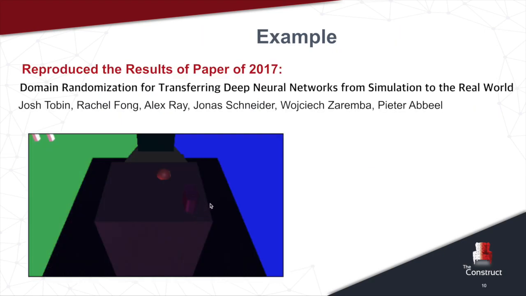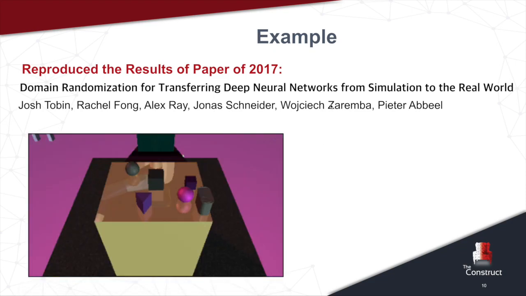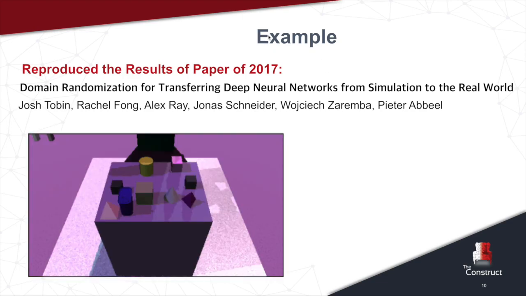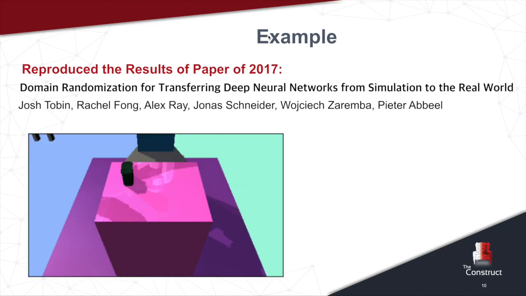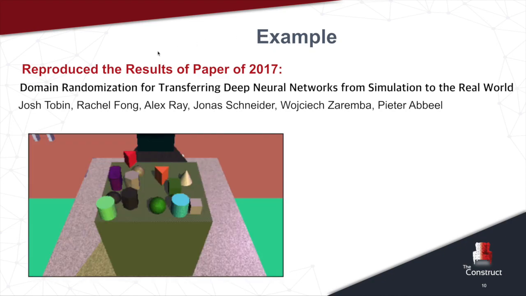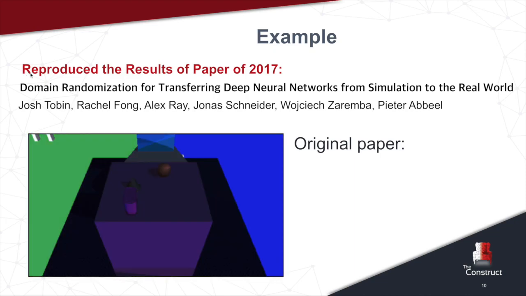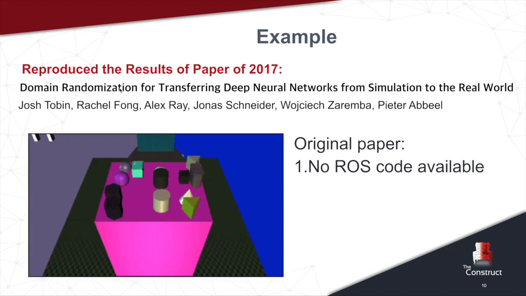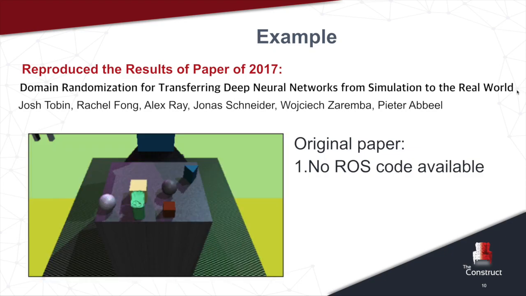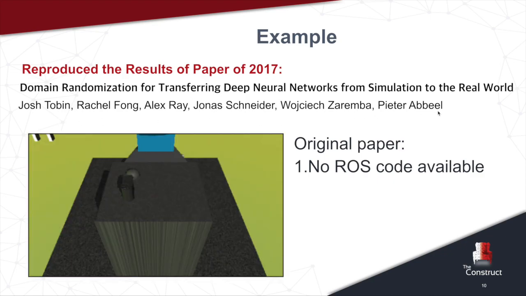So, okay, how do we use this for reproducing results of papers? We took an example in order to show you how the functionality works, how you can do it, and how you can reproduce robotics results. So what we did is take one paper that we found very, very interesting, called Domain Randomization for Deep Neural Networks, from simulation to the real world. It's a paper from 2017 from many people from OpenAI.